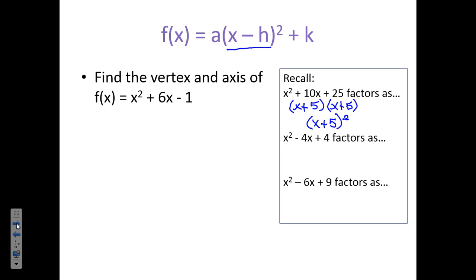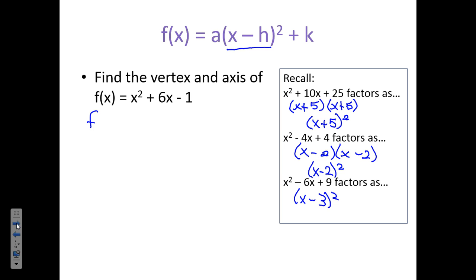That could be our h in a parabola, right? A negative 5 could be our h. What do we factor x squared minus 4x plus 4 as? x minus 2 and x minus 2. So this is the perfect square trinomial x minus 2 quantity squared. Okay. This one, it would be nice if we could write this as an x minus 3 quantity squared, because then we would know that our h is 3. Our x value of our vertex is going to be 3.